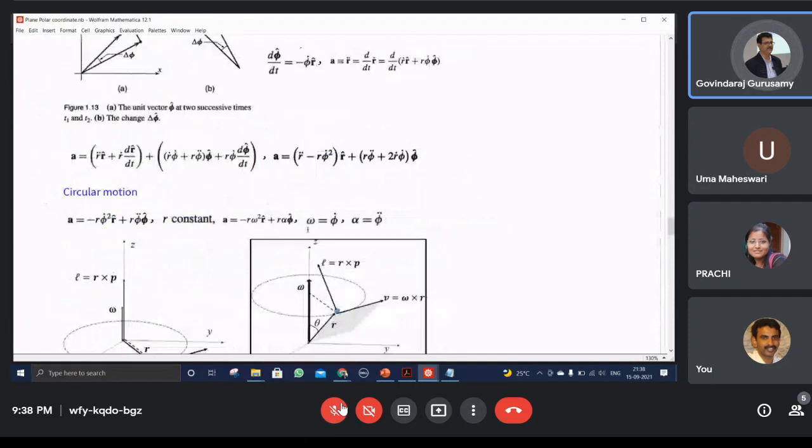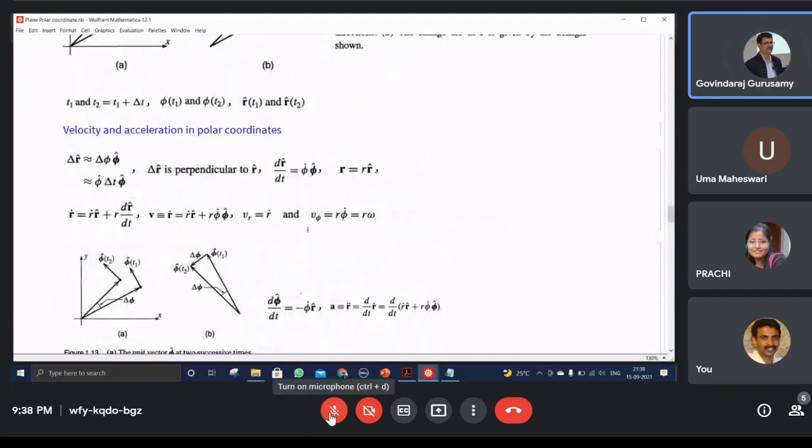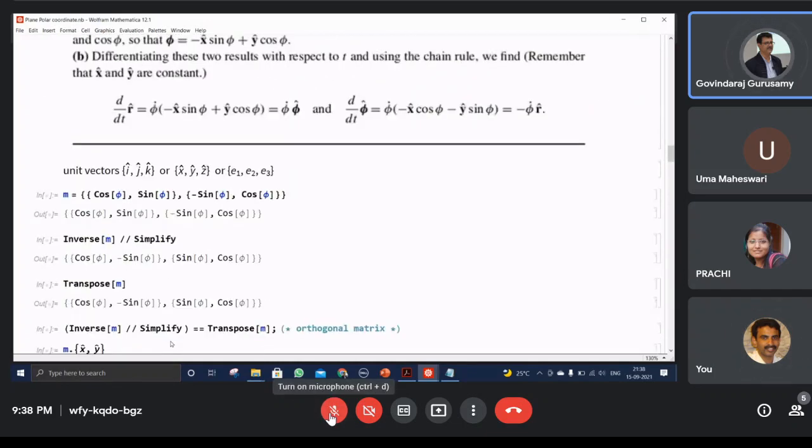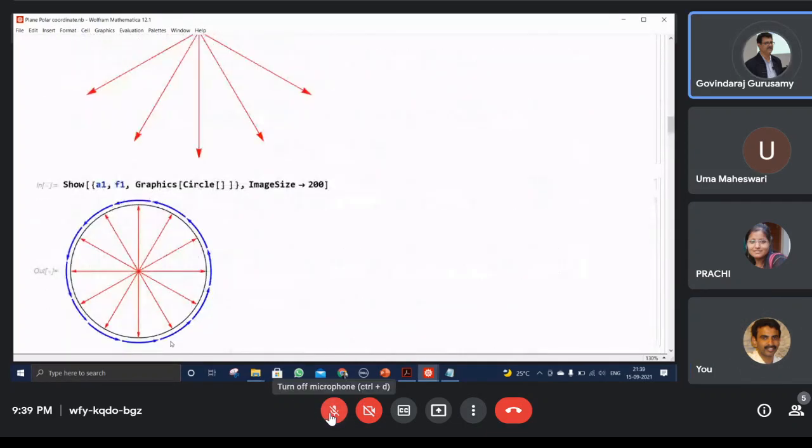So we'll do one thing. I'll send you these things. Go through them carefully, and I'll give some references also. You can refer to those references and see that you are able to understand and get some ideas about polar coordinates. And we'll try to work out a few problems. Okay, I can stop here now.